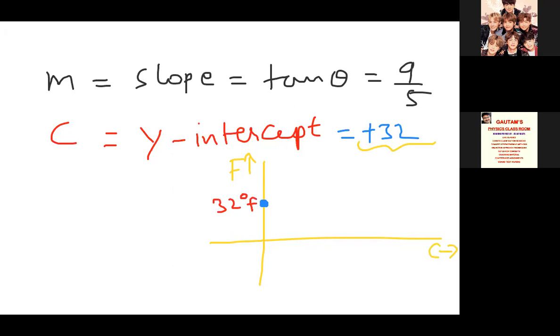And now how will the graph look, how are we going to get the graph? Let us check it out. It has to pass through the 32 degree Fahrenheit point, that means the graph is like this.